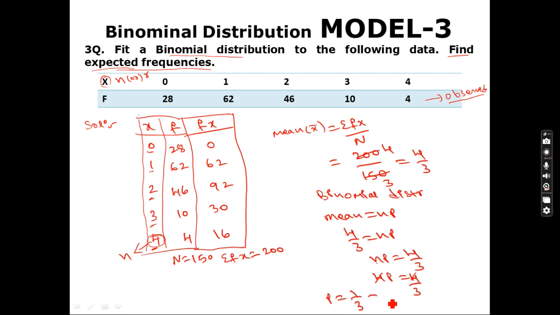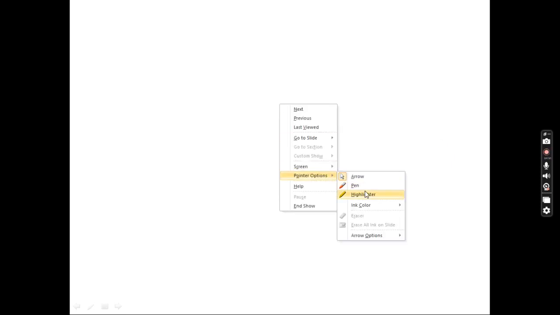So if you divide 1 by 3, you will get 0.3333. So it means you are getting the p value. Next, to go to the concept of the n value and p value, I am going to the next slide. Here I am going to take the pen option again.